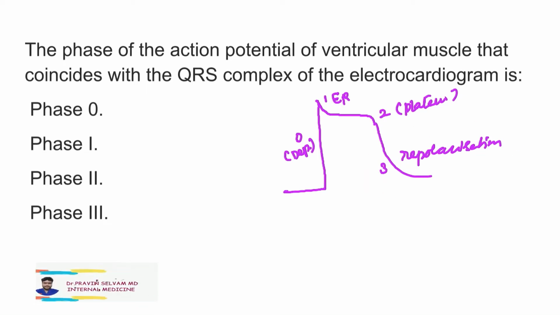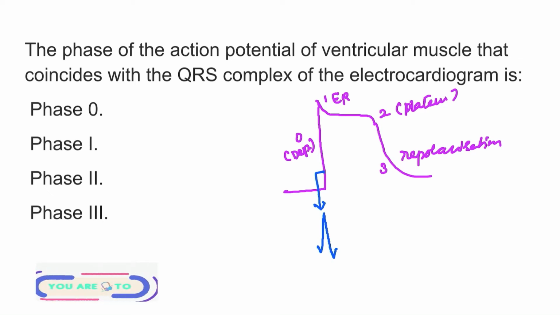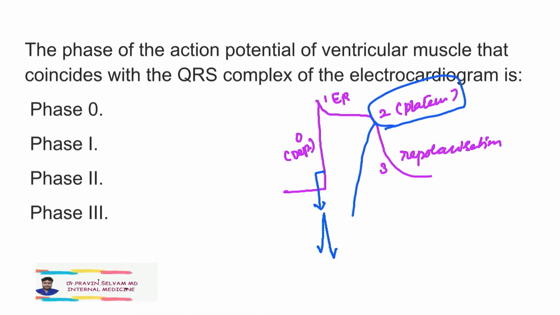Now we have to know what phase is depicted as what wave. Phase 0, which is the depolarization wave, is depicted as the QRS complex. So, here comes the QRS complex. This is phase 0, which is the depolarization of the wave, and you know that QRS complexes are produced due to the depolarization of the ventricles. And the plateau phase corresponds with the ST segment.